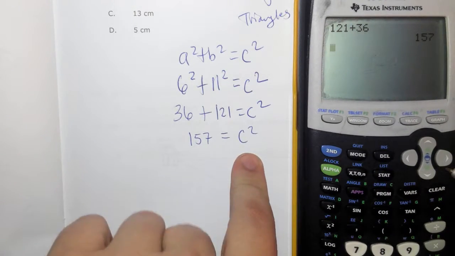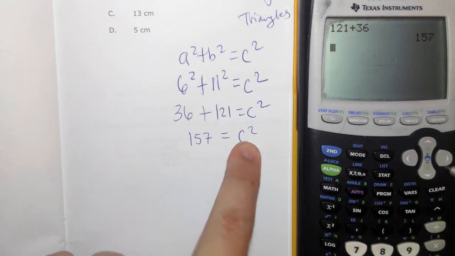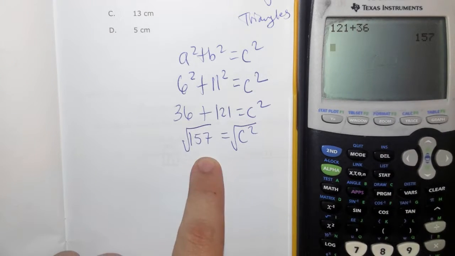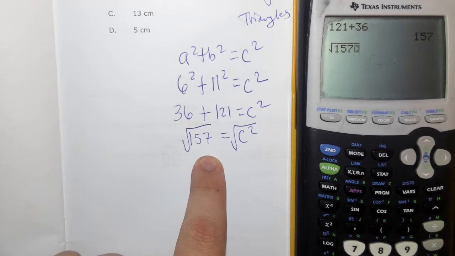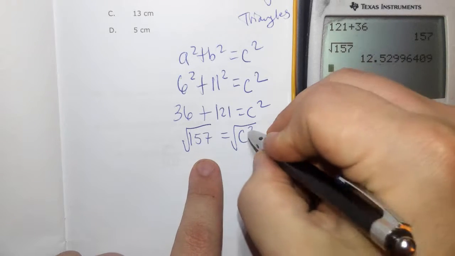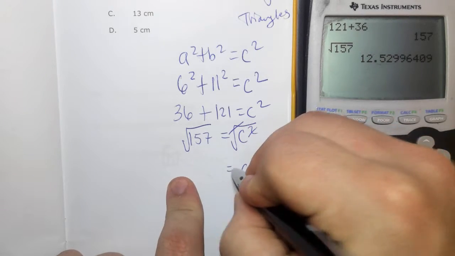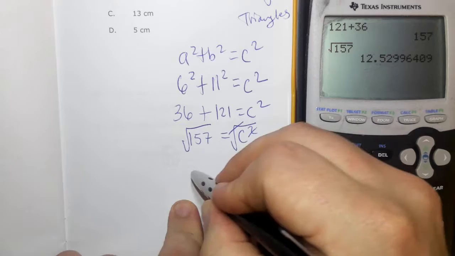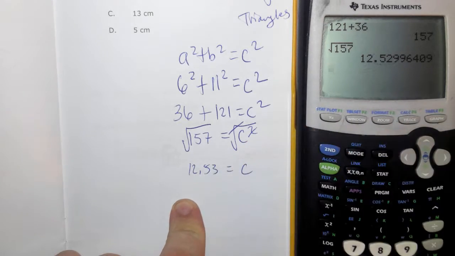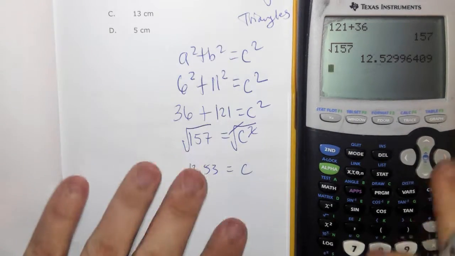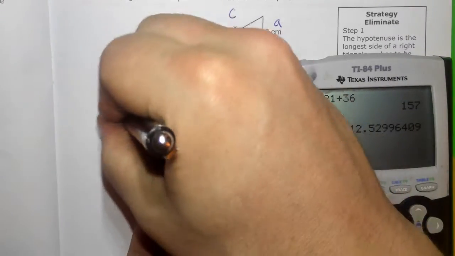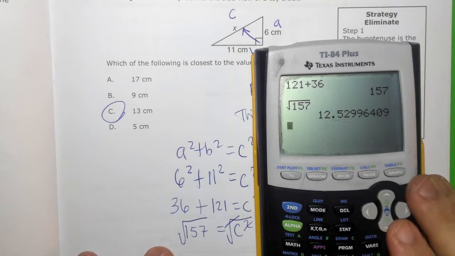Now I need what C is, or what X is. But right now I have what C squared is. I have to square root. What I do to one side, I must do to the other. Square root of 157. The square and the square root cancel. I get 12.53. If I round that 9, that 9 rounds the 2 to a 3. So 12.53. It says which of the following is closest to the value of x? Well, it's going to be 13. 12.5 would round to 13.